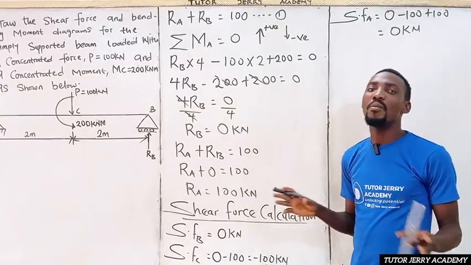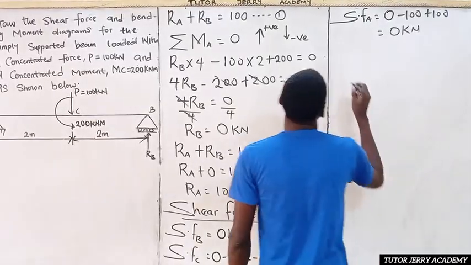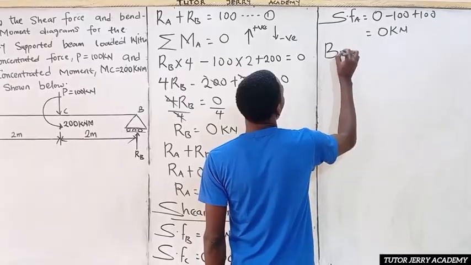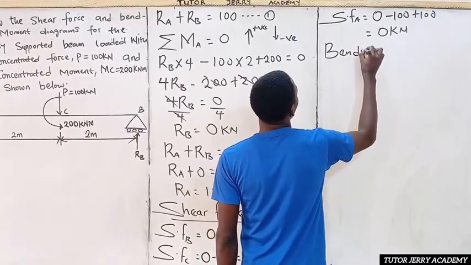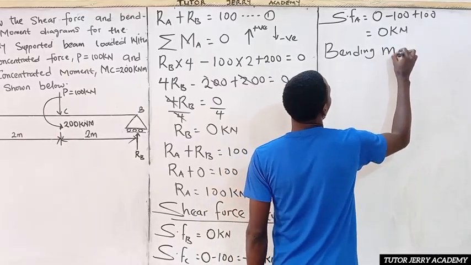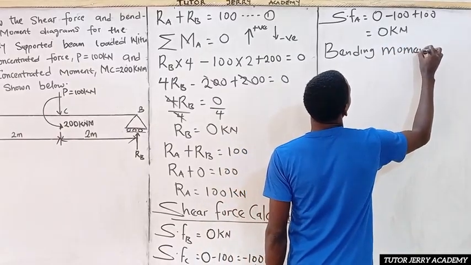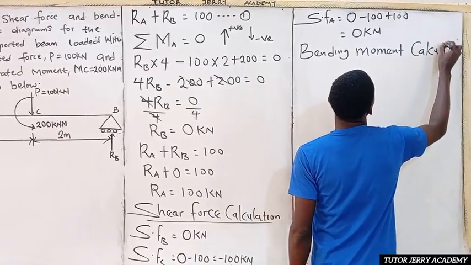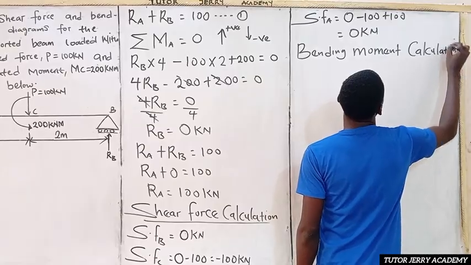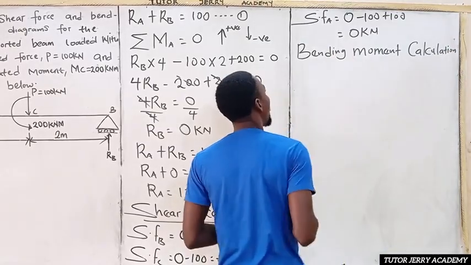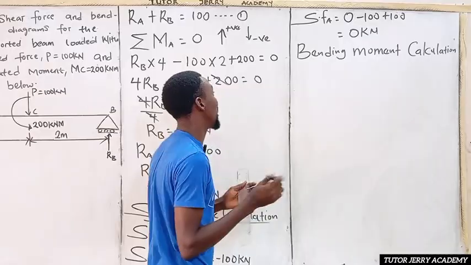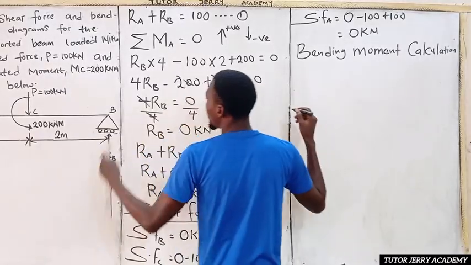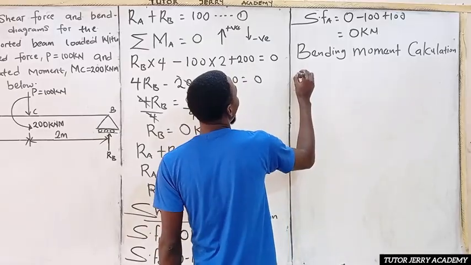Alright. Now, the next thing we are going to calculate is the bending moment. If we are dealing with our bending moment calculation, we start with the bending moment at point B.